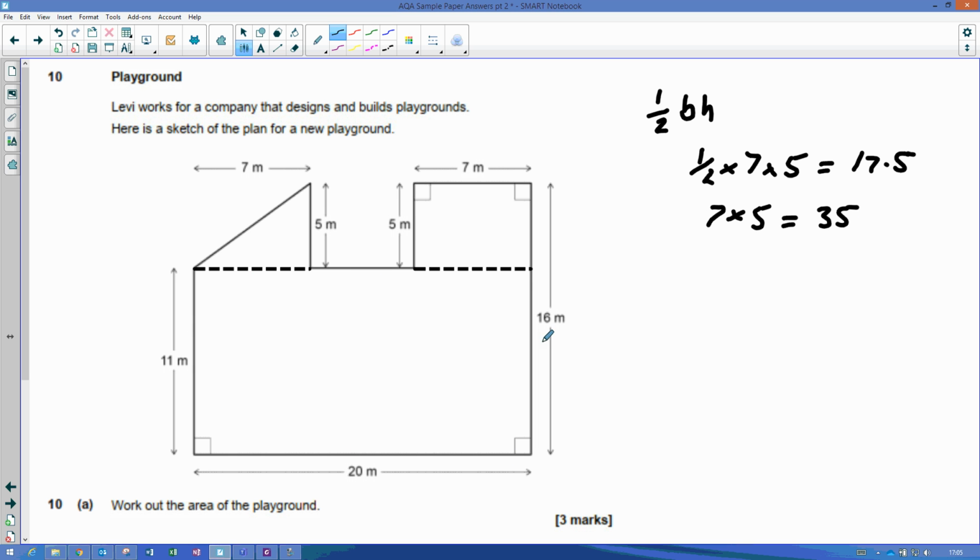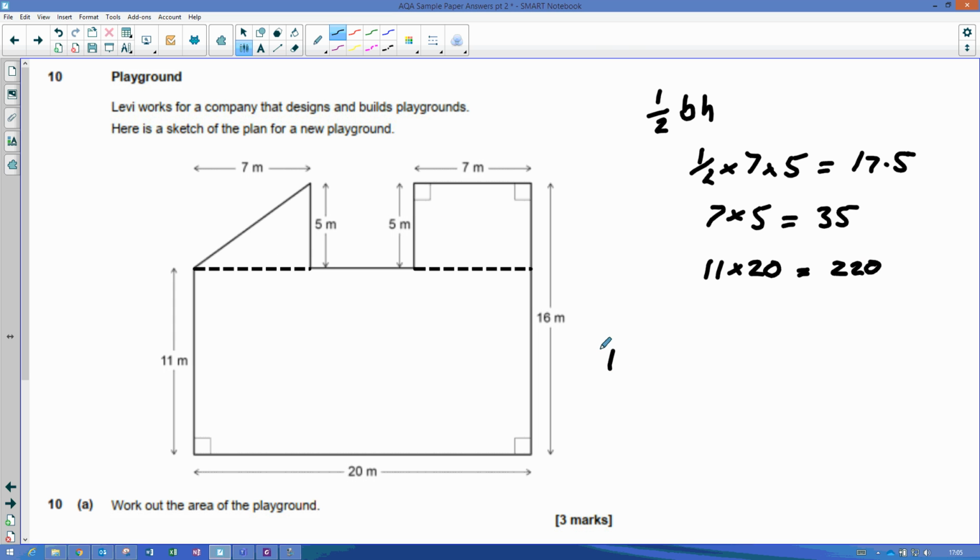Area of this rectangle, 20 times 11. This 16 is the height all the way up to here. We don't want to be using that. We want the 11. So we've got 11 times 20, and that gives us an answer of 220. So that's our 3 areas individually.